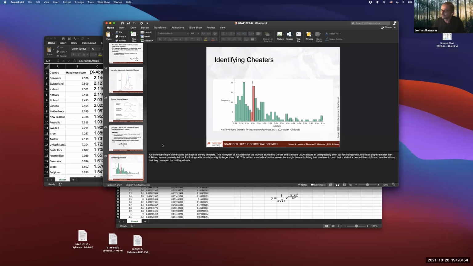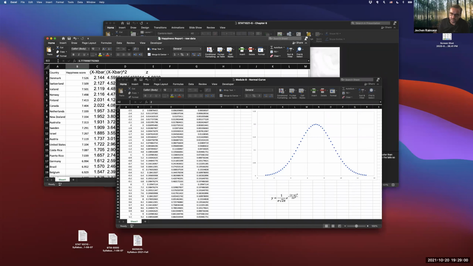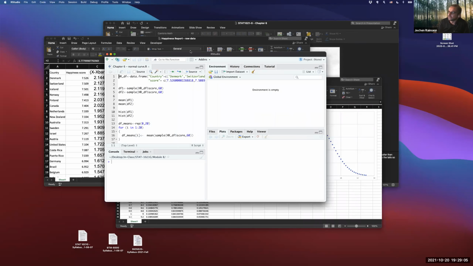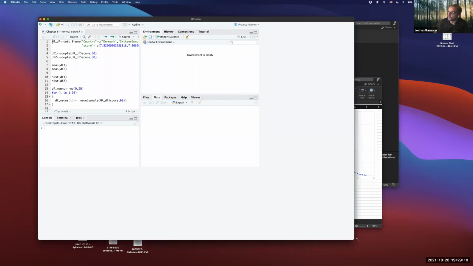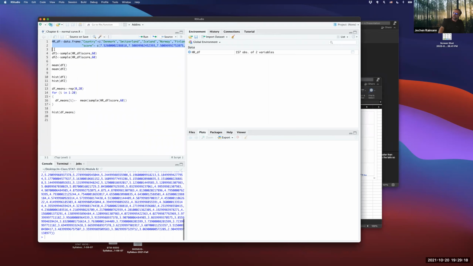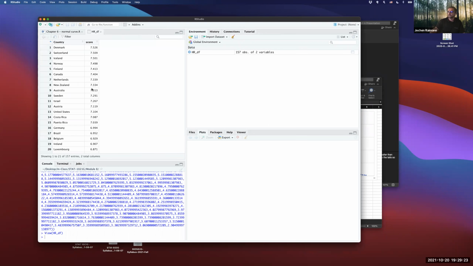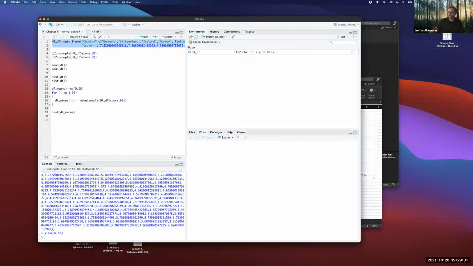Okay, so we have talked about this. I just want to quickly show you live, and this is now R, and you have the code on the module. So this is the happiness score. This is essentially the same data frame as you have in Excel. I hope you all can see that. Same thing, you can do the same calculations.